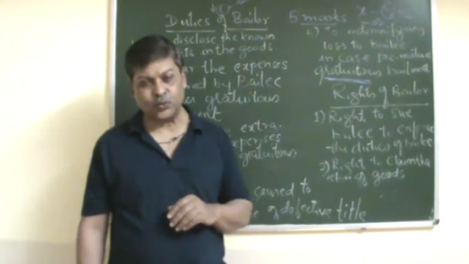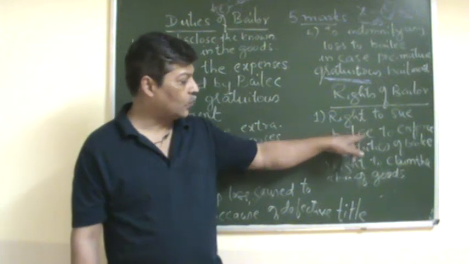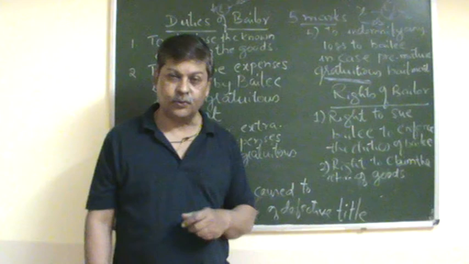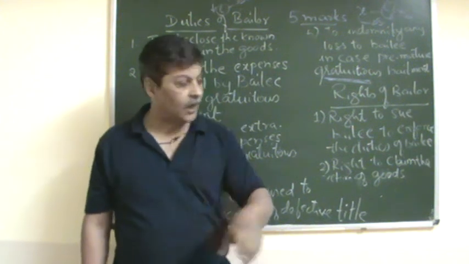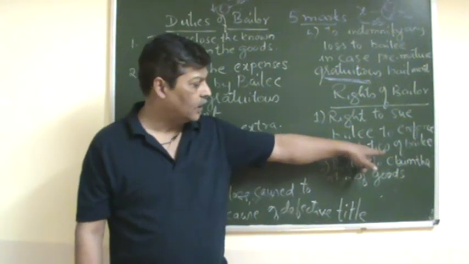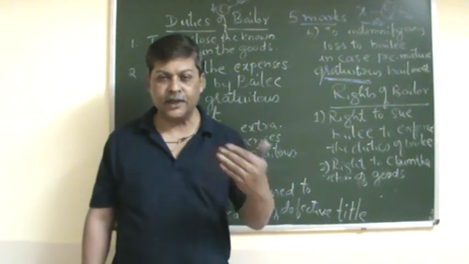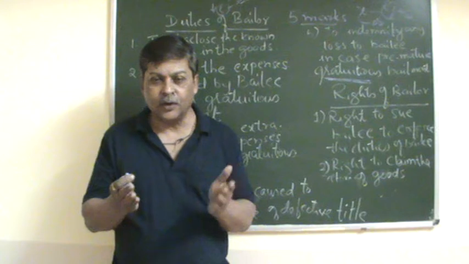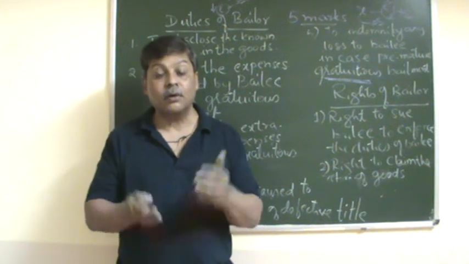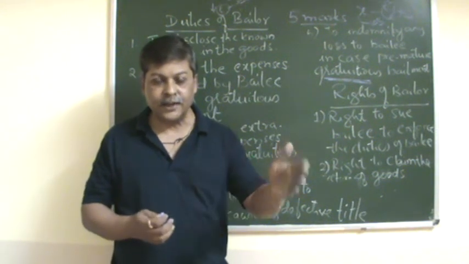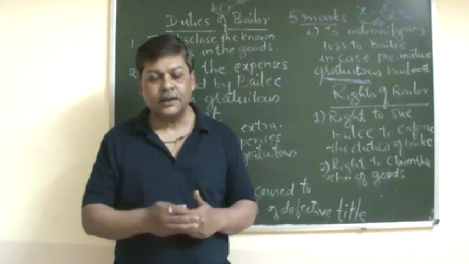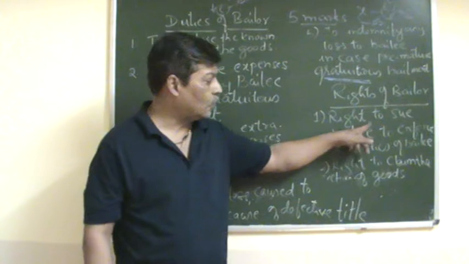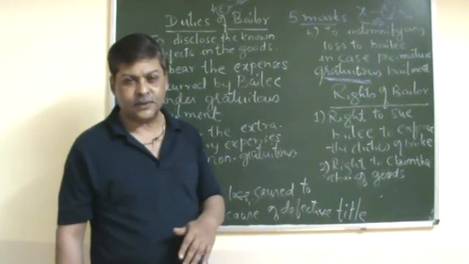So he can maintain a suit, the right to sue. Right to sue means to file a case against the bailee to enforce his duties. Where the bailee has failed in his duties, he can file a suit. For example, due to the negligence of the bailee, the goods delivered by the bailor are damaged. In these circumstances, by making a suit, he can claim damages for the loss. So that suit can be maintained. So the right to sue may arise in any circumstances.